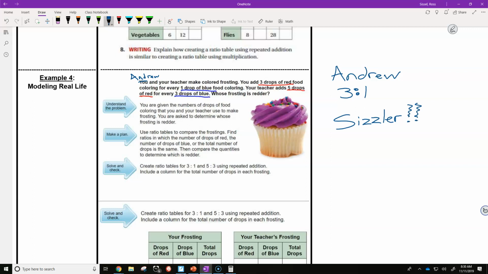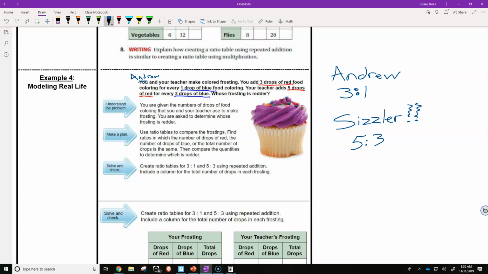Tonight, Sizzler, I did 5 drops of red for every 3 drops of blue. So when I took my frosting, I went... where Andrew was like, he wasn't into it. I was excited to make cupcakes with him. Now, here's my question. The rest of the story, I guess I should read the rest of the story.